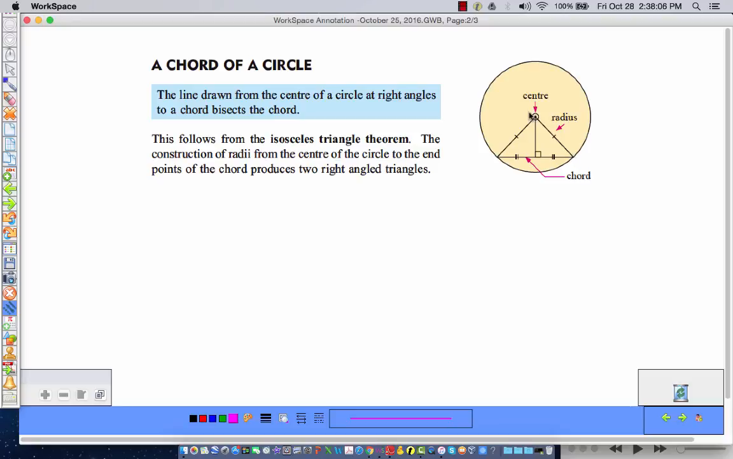And of course, we have an isosceles triangle here. That's why it works. It's from geometry and the isosceles triangle. And this is an isosceles triangle because the radius of a circle is constant throughout. So this radius and this radius, obviously, since it's in the same circle, will have the same length.